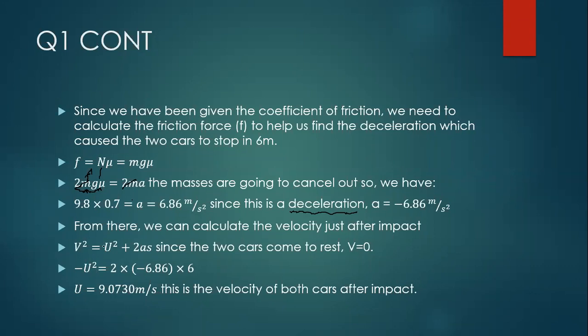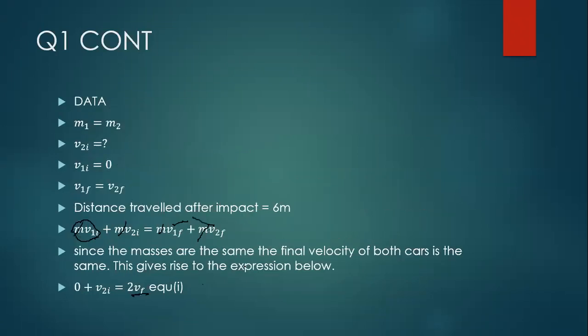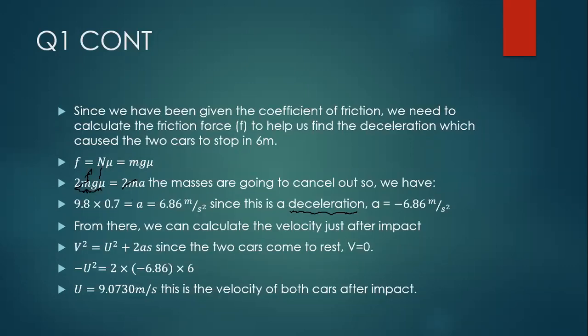So we have been able to find u using this equation, knowing that this one will be 0. Acceleration was negative, so we put a negative. And when we took this one to the other side, it became a negative. We have found this velocity. This is the velocity of both cars after impact, when the impact had just happened, before it started decelerating.